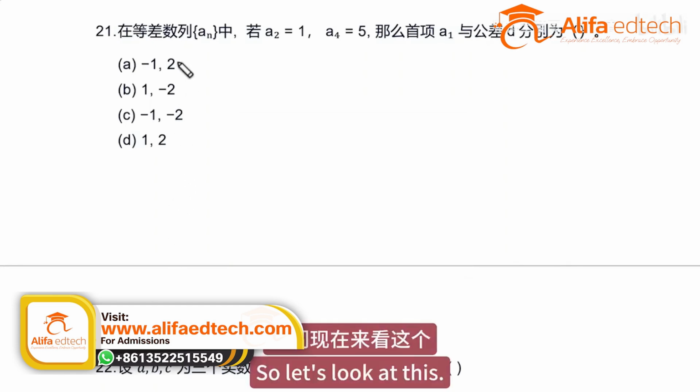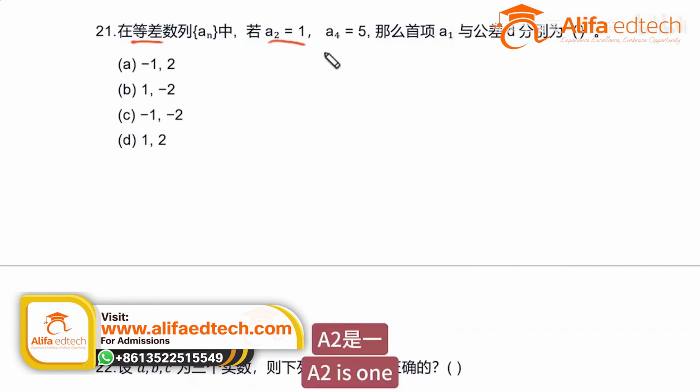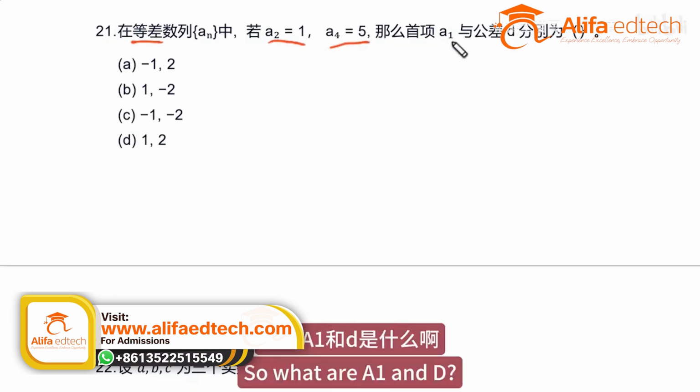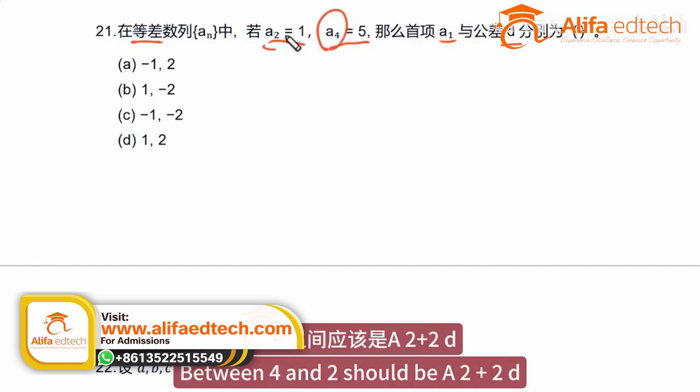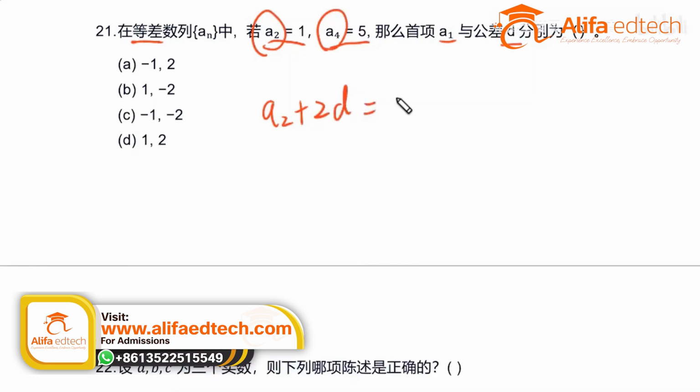Hello students, let's take a look now at this arithmetic sequence. The 2nd term is 1, the 4th term is 5. So then, what are A1 and D? Between them, A2 plus 2D equals A4. So D is just 5 minus 1, which is 4. So D is 2.